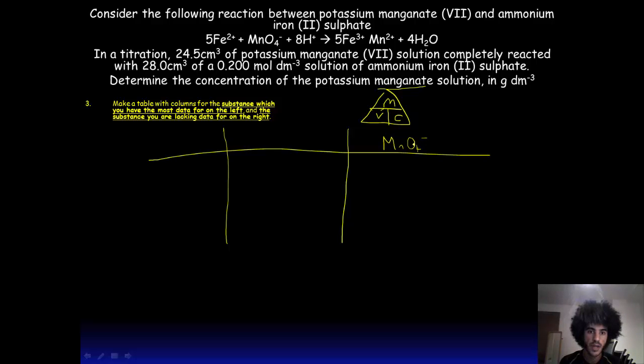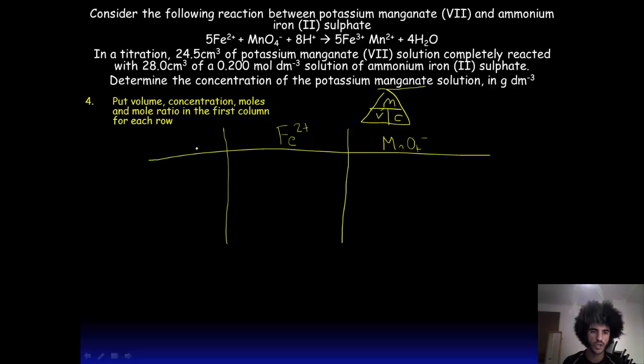There we go. Now the other substance which I've actually got information for is ammonium iron sulfate. That must refer to this. I'm not worried about the ammonium, I'm not worried about the sulfate, because chances are they're spectator ions. Their oxidation numbers don't change, they're not involved in the redox process, I can forget about it. So I'm only going to focus on the iron bit, so I'm just going to put Fe2+. Okay, that's my next step. And we're good. Next one.